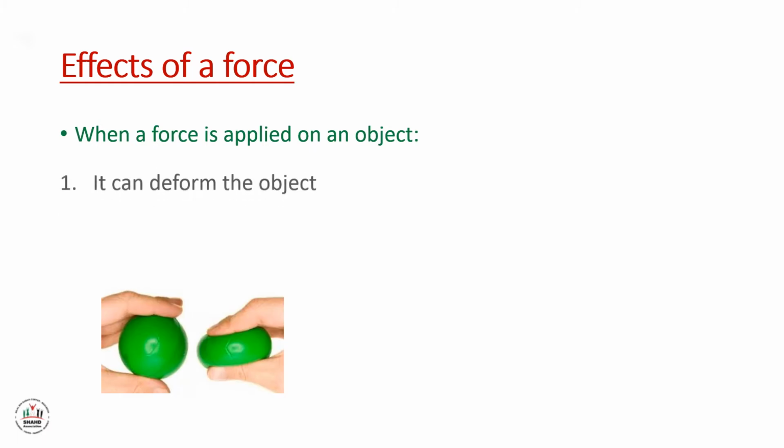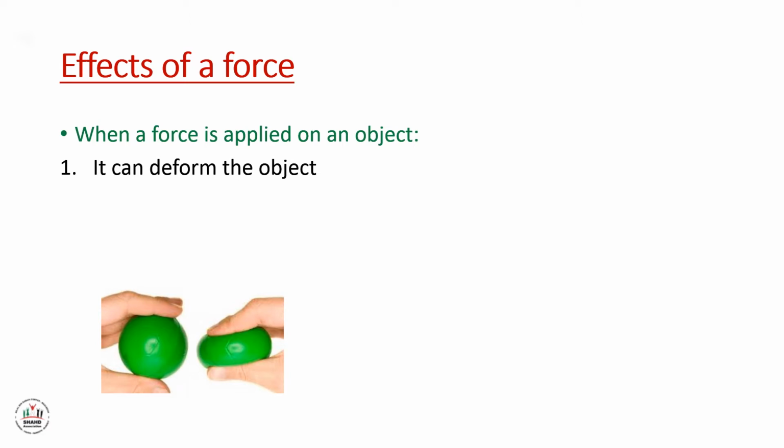Now we will move to the effects of the force. When a force is applied on an object, it has an effect on that object. We will take three cases, and in each case we will specify the effect of the force applied. In the first example, suppose that this man is squeezing the ball. He is changing the shape of the ball. In this case, we can say that the force applied by the man deformed the object.